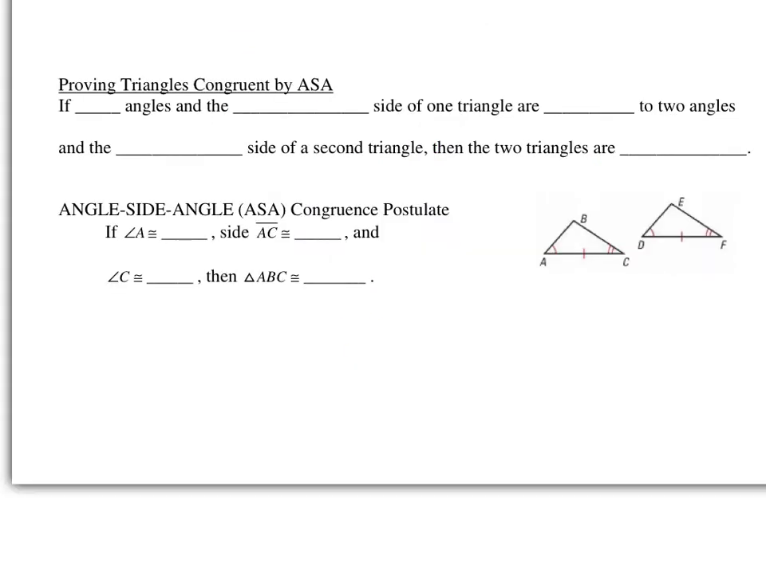The first way that we're going to go through to prove the two triangles are congruent is by angle, side, angle. So what that is, if we have two angles and the included side of one triangle congruent to two angles and the included side of a second triangle, then the two triangles are congruent. So you have to notice that the side is between the two angles, and that's why it's the included side. So angle, side, angle, we label as ASA.